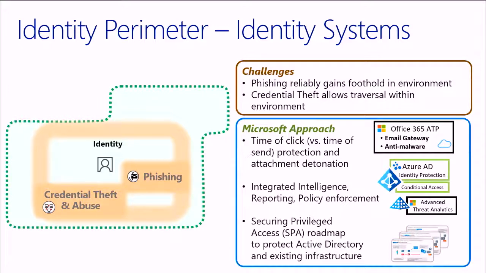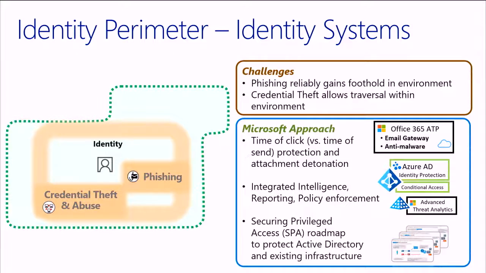The other piece is you need to have intelligence. You need to be able to have all that context as you do authentications. And then, of course, the last piece there is credential theft. And that's where that privilege access roadmap comes into play, where we talked about the major incidents and the typical techniques that we see there.